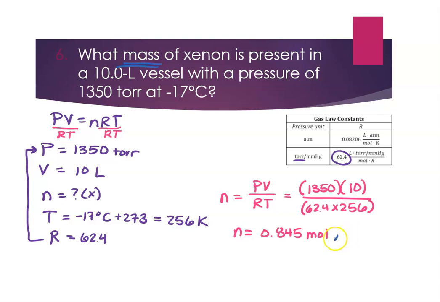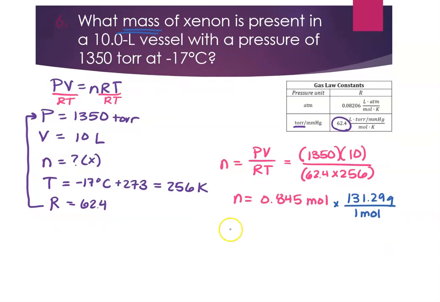All right, but our problem is asking us for the mass. So to convert moles to mass, we use the molar mass. So 1 mole on the bottom to get moles to cancel. Xenon is an element, and if we look at the periodic table, it has a molar mass of 131.29.